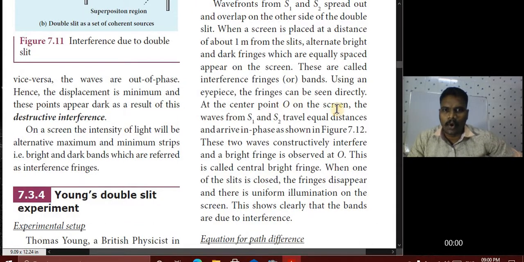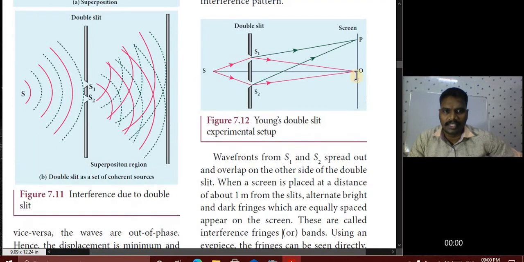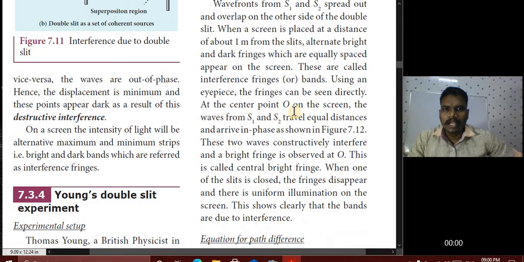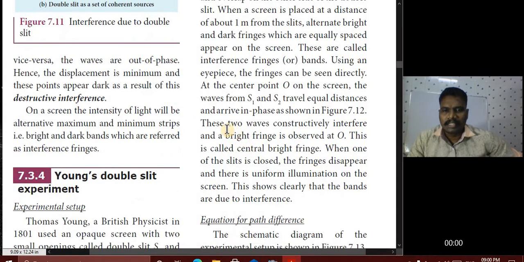At the center point O on the screen, the waves from S1 and S2 travel equal distances and arrive in phase. These two waves constructively interfere and a bright fringe is observed at O. This is called the central bright fringe.